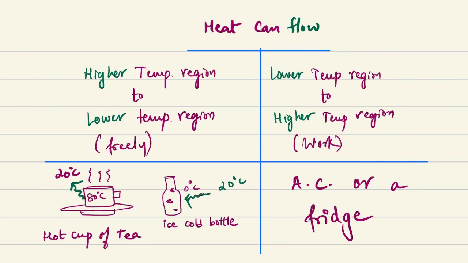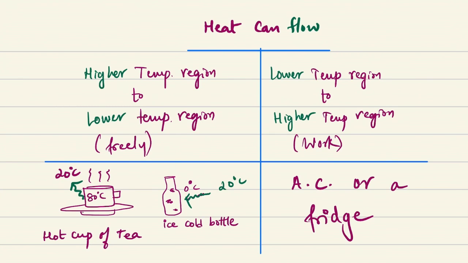And you can apply the same example to an ice cold bottle. Let's say the temperature of the ice cold bottle is 0 degrees Celsius, and the surrounding temperature is 20 degrees Celsius. So the heat is going to flow from the surrounding to the bottle, and the bottle is going to become warmer, the ice is going to melt, and the temperature of the water will also increase.